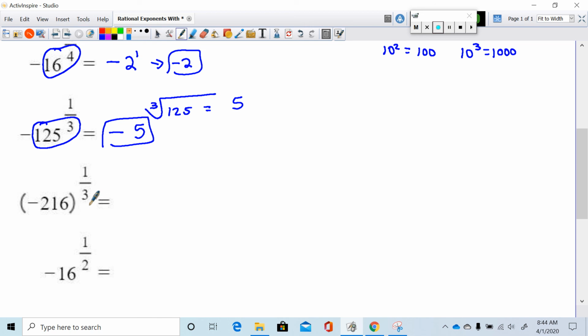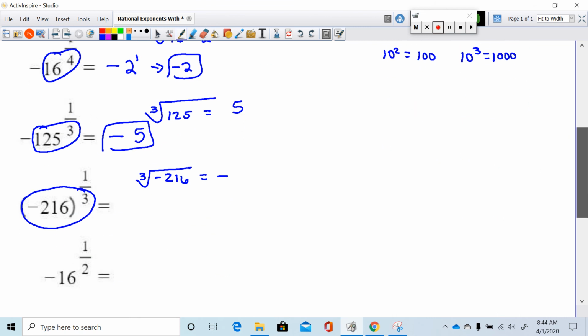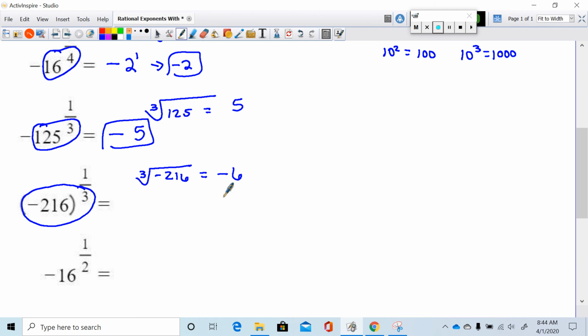Now you can have an odd denominator with a negative in the parentheses. So the cubed root, this means right here, the cubed root of negative 216. So the cubed root, or an odd index of a negative number, is a negative answer. And your cubed root, so you're going to go to the list of exponents of 3 and look for 216. Right here it is. The answer is 6. So that is a negative 6. And the numerator is 1. So that just means you have 1 negative 6. So right there.